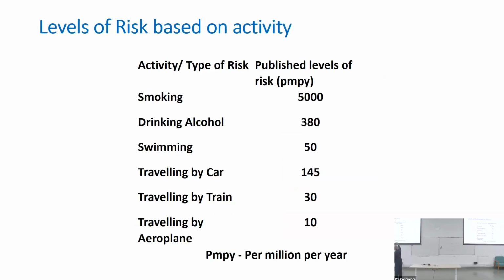If you take all these activities, like smoking, it can cause so many deaths per million per year, PMPY. Drinking alcohol, swimming, traveling by car, by train, by aeroplane: all the activities have an inherent risk. Only the degree varies. Traveling by aeroplane, for example, is only 10 PMPY, whereas smoking is the highest, at 5,000.